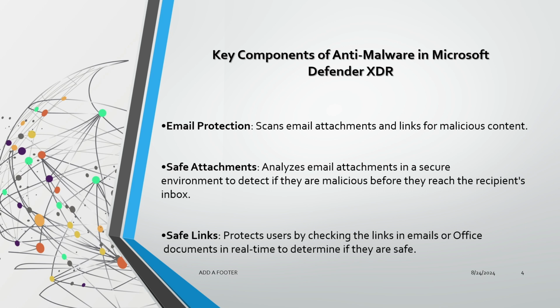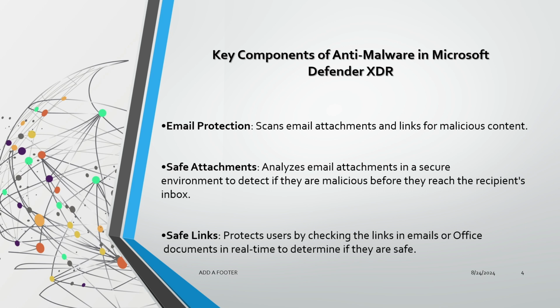If somebody is sending you software with .exe, but it's malicious, some of them change the file extension of that software because they want it to be delivered to you. But this anti-malware has the capability to detect it, because in the policy you have stated that this type of file should be blocked automatically. We also have Safe Links. It protects users by checking links in emails or Office documents in real time to determine if they are safe.